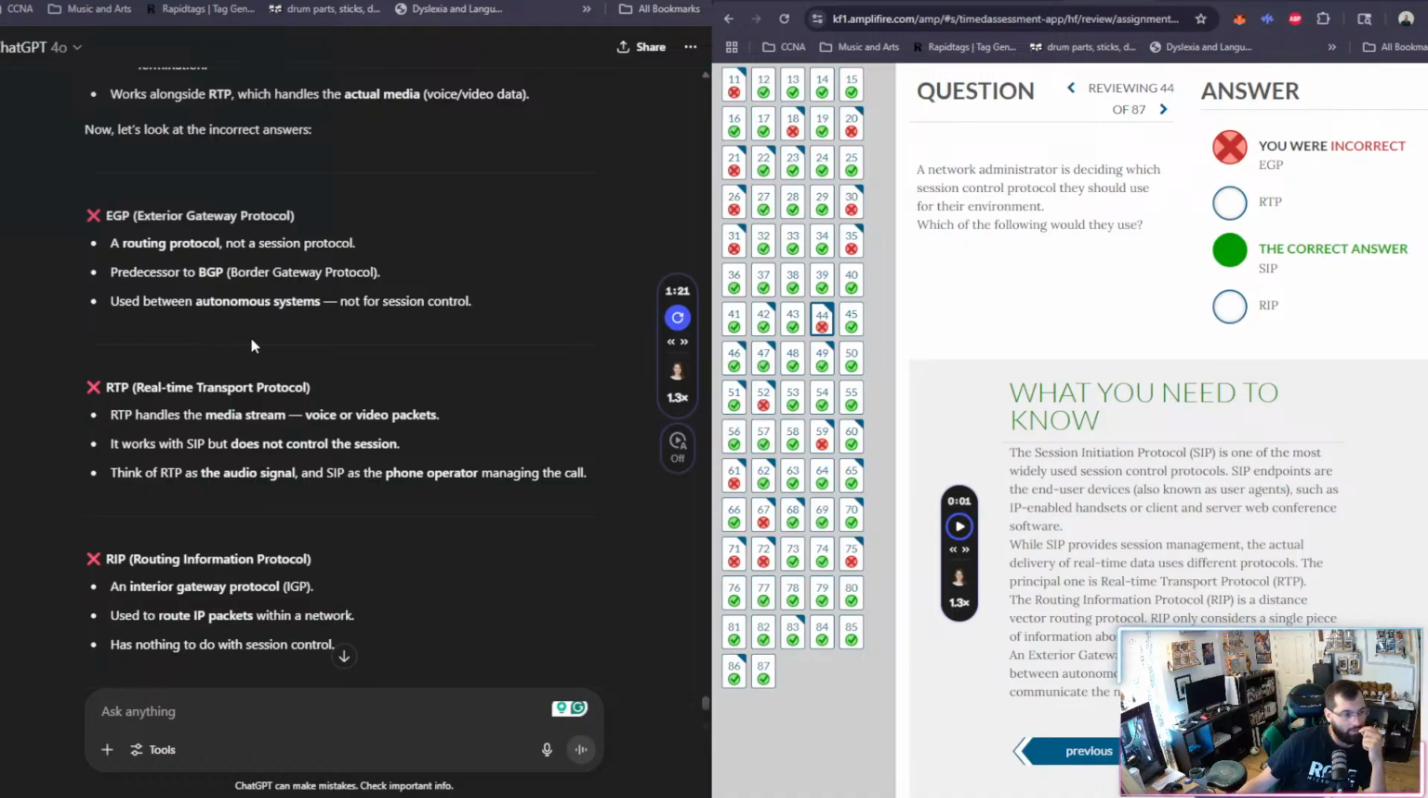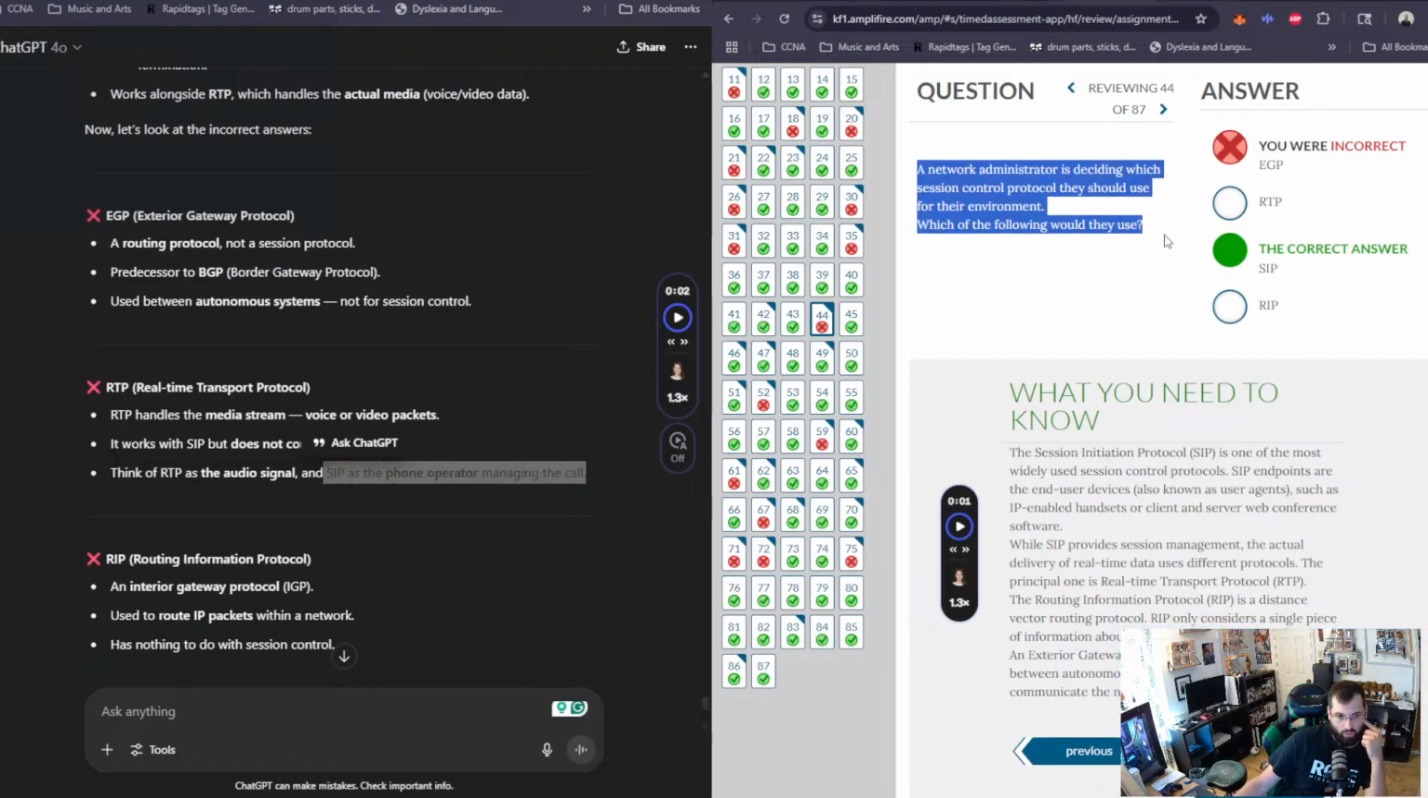Okay, RTP handles the media stream, voice and video packets. It works with SIP, but does not control the session. So SIP controls the session, but RTP, Real-Time Transport Protocol, handles the packets. Think of RTP as the audio signal and SIP as the phone operator managing the call.